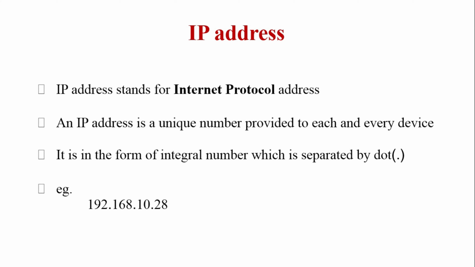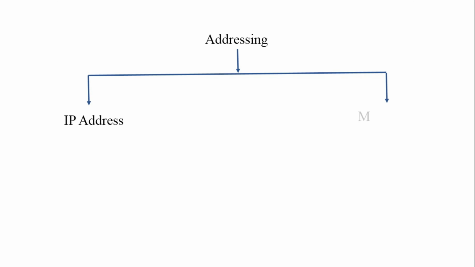So the IP address is assigned to uniquely identify each and every device, and IP stands for Internet Protocol Address. Now let's move on to another point, that is addressing. There are two types of addressing methods. One is IP address and the second one is MAC address.